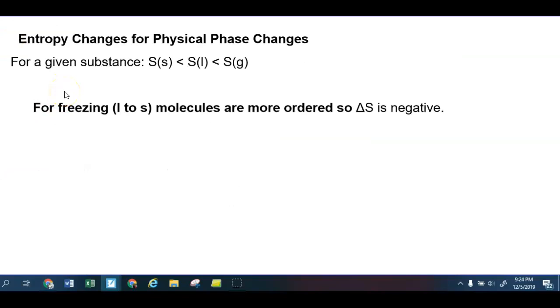Entropy changes for physical phase changes. Notice that the entropy is less for a solid than it is for a liquid than it is for a gas. For freezing, liquid to solid, the molecules are more ordered, so delta S is negative. Think about an ice cube going from solid to liquid to gaseous phase: the particles, as they absorb heat energy, are speeding up and spreading out, so becoming more disordered.